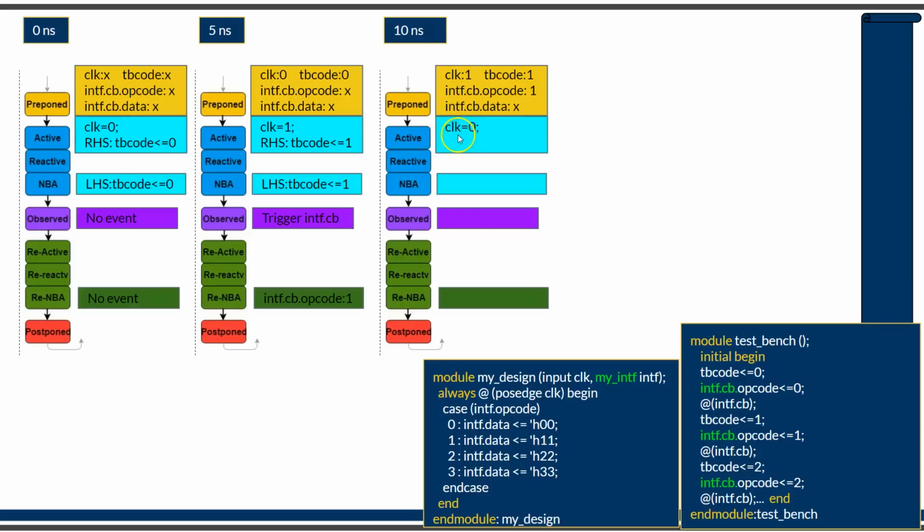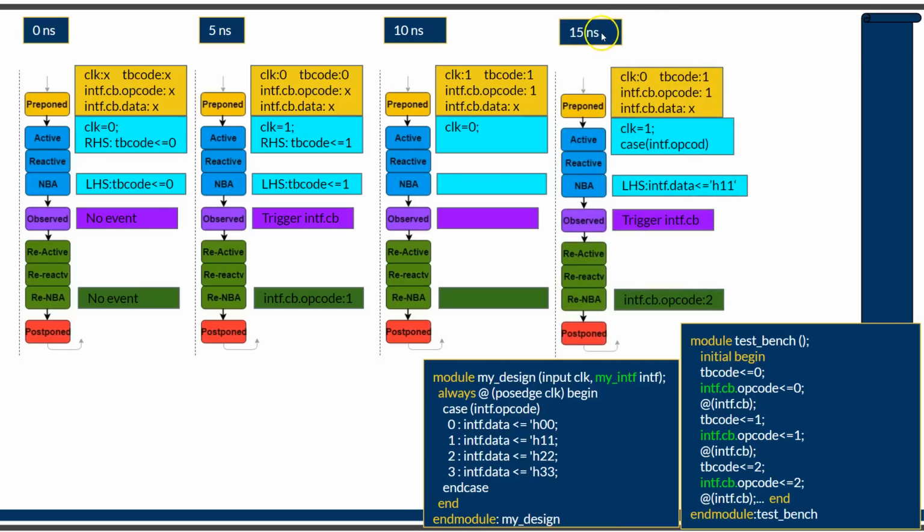Since it is changing to 0, and all of our wait statements and the clocking blocks are sensitive to the positive edge of clock, nothing will happen. At 10 nanosecond, only the clock variable will be assigned to 0. So again, simulation will continue to 11, 12, 13, 14, and at 15 nanosecond the next set of events will happen, because that is the time when the clock is again getting changed to 1.